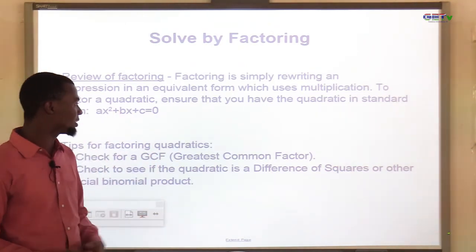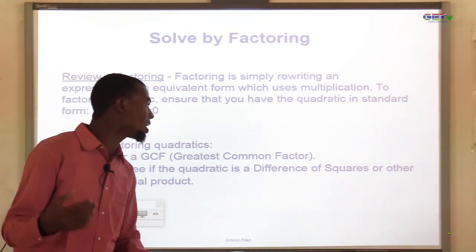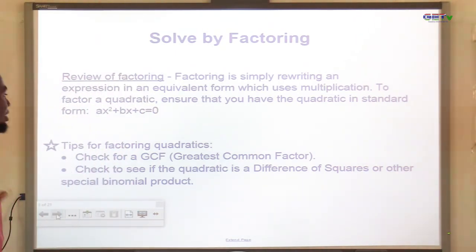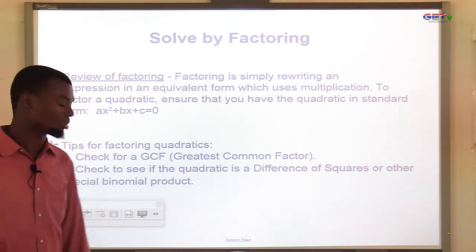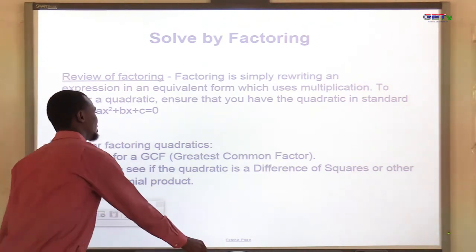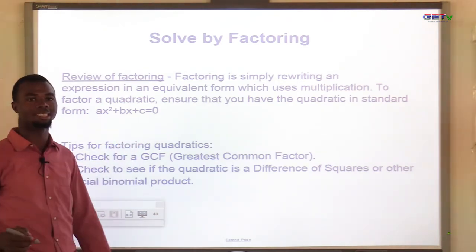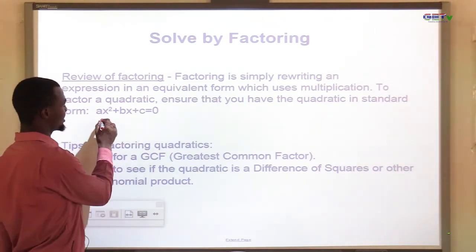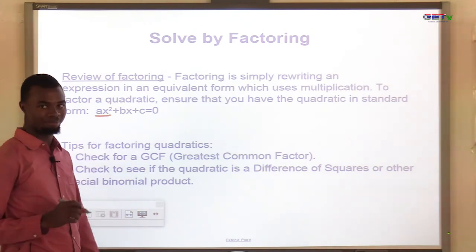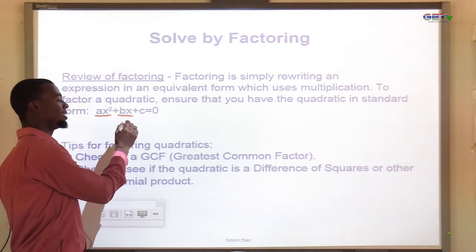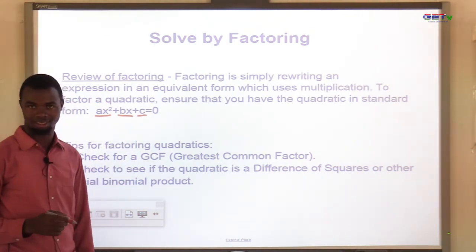To factor a quadratic, ensure that you have the quadratic in standard form. To have the quadratic in standard form, it has to be in the form ax squared plus bx plus c equals 0. This is the quadratic term. This one is the linear term, and this is the constant.